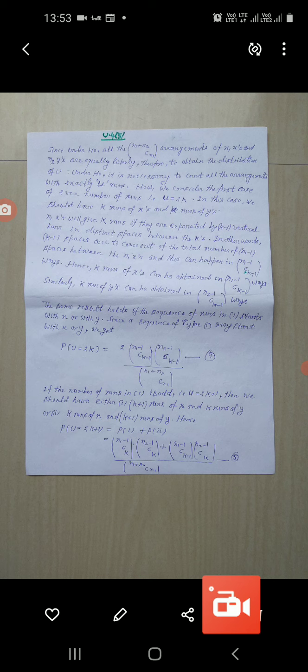Since a sequence of type 1 may start with x or y, we get probability u is equal to 2k: P(u = 2k) = 2 (n1 minus 1) C (k minus 1) into (n2 minus 1) C (k minus 1) upon (n1 plus n2) C n1, and let it be equation number 4.